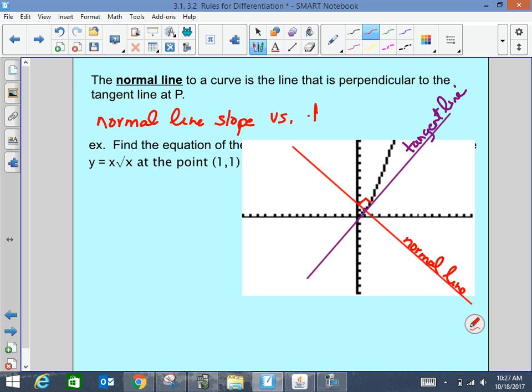They're related. How will they be related? The normal line... That's right. They will be negative reciprocals of each other, just like we learned in Algebra 1. Okay, the perpendicular lines are negative reciprocals of each other. One's negative, the other one's positive. One's 1/2, the other one's 2. One's 3/2, the other one's negative 2/3.